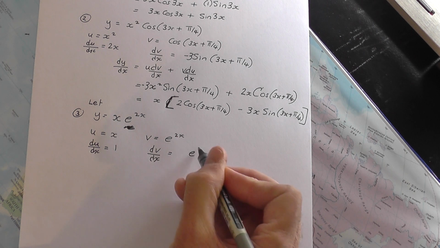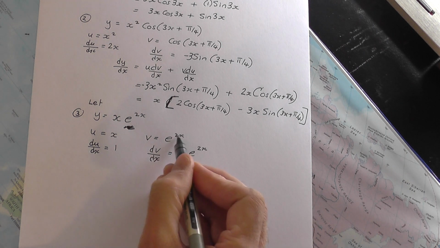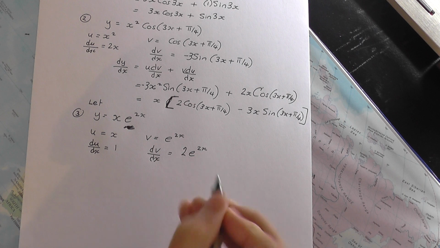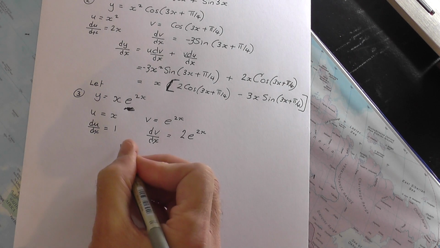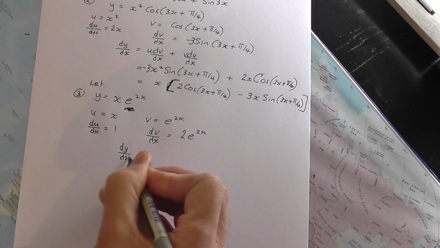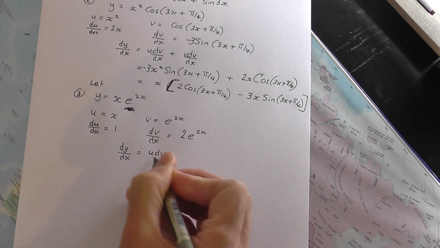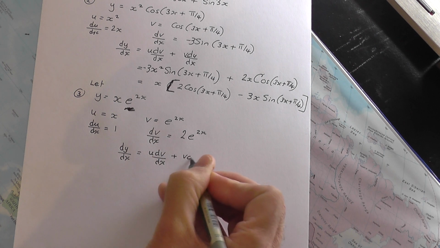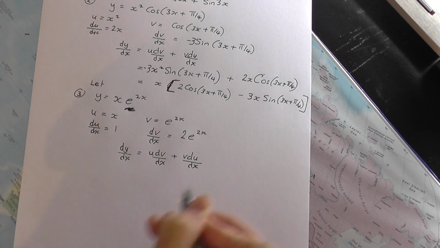Exponential takes priority, stays the same. Differentiate the 2x to get 2 and you multiply by the 2, so you get that. So dy by dx will be, as per normal, and sub in the four things.